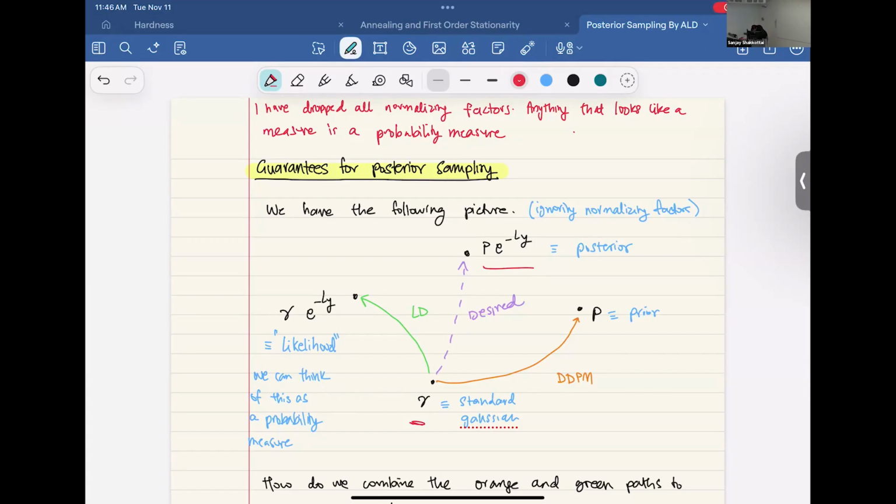This distribution is a Gaussian times e to the negative Ly. So it's like a Gaussian restricted by the likelihood, right? It's the product of these two things. So if you assume Ly to be convex, this measure is strongly log concave, right? Because the Gaussian itself was strongly log concave, and then I multiplied it pointwise by another log concave distribution, so this is strongly log concave. Because of that, you can sample from this distribution just using Langevin dynamics. You don't have to do anything fancy.